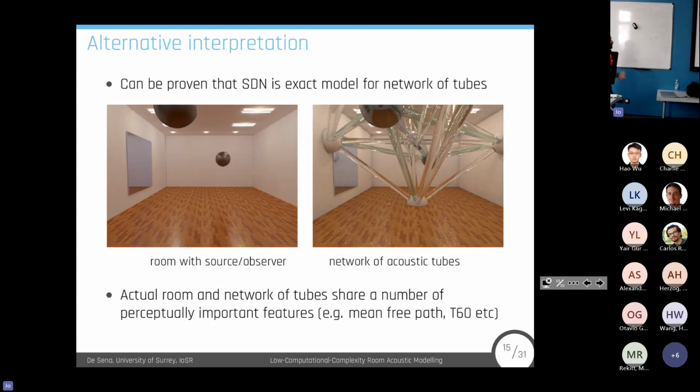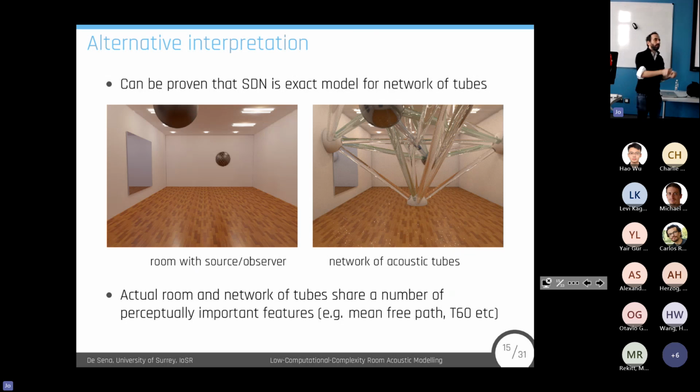So the alternate interpretation you can give is that this model, called the scattering delay network, inherits some properties from another class of models, called digital waveguide networks, which was proposed by Julius Smith at CCRMA in the 80s.